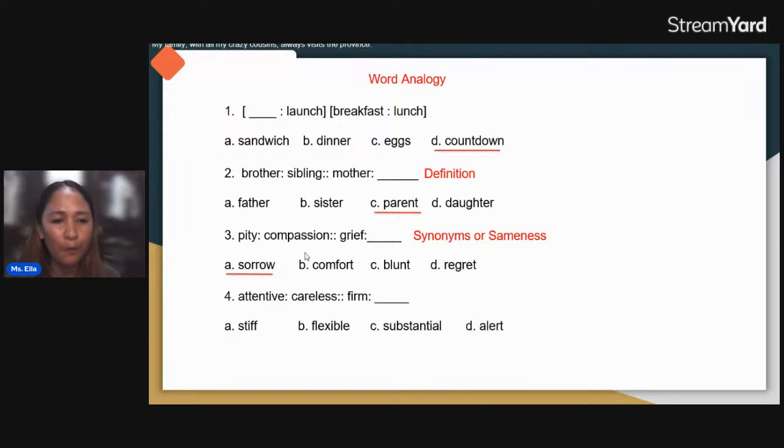How about number four? Attentive to careless, and then firm to blank.